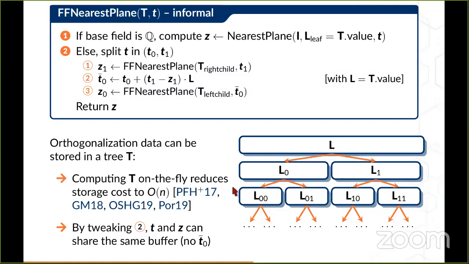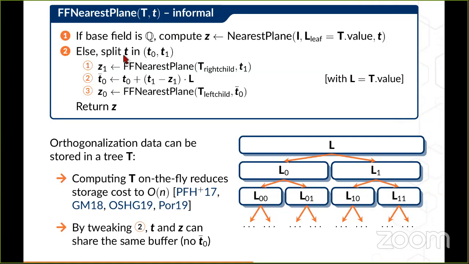You can see that you have a tree of log n layers, and the size of each layer is big O of n. So that's why we have a complexity of big O of n log n. Okay, so now I'm going to explain how the fast Fourier nearest plane algorithm at the top of this slide is going to use this tree representation. The fast Fourier nearest plane is a recursive algorithm too. In the case where the base field is Q, we just apply the vanilla nearest plane algorithm.